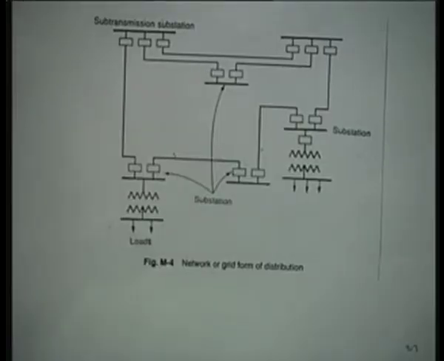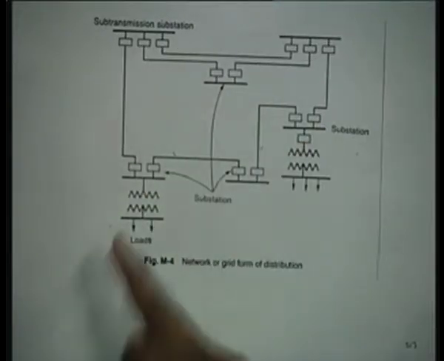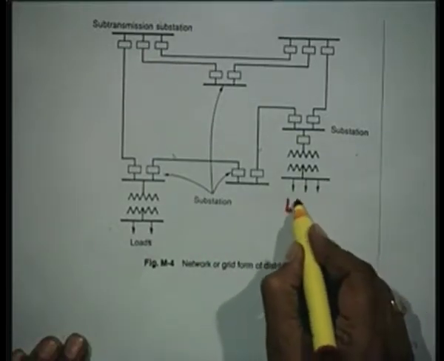Let us show the figure. This looks like a transmission grid network. This is a sub-transmission substation. These are various substations everywhere, transformers, and these are loads, and these are bigger loads. These are not smaller loads.